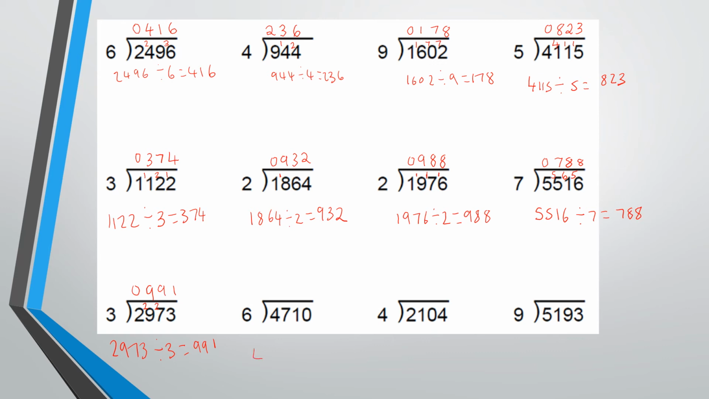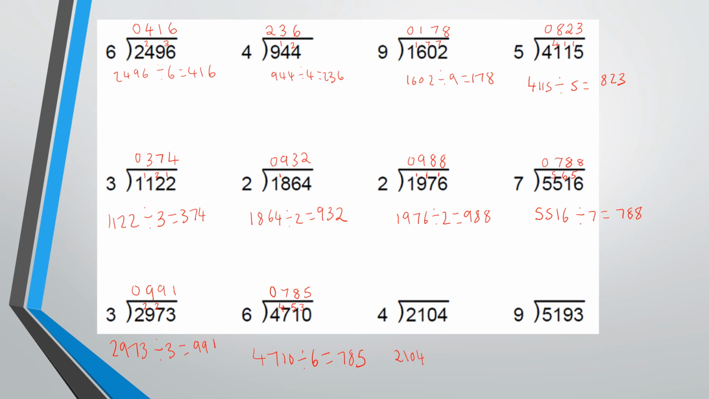Next one, we're doing 4710 divided by 6. So 6 won't go into 4, we're looking for 6 into 47, which is going to be 7. So 7 times 6 is 42, that gives us 5 left. 6 into 51. So 6, 12, 18, 24, 30, 36, 42, 48, so that's going to be 8, and that gives us 3 left. And 6 into 30 is 5, so that gives us 785.